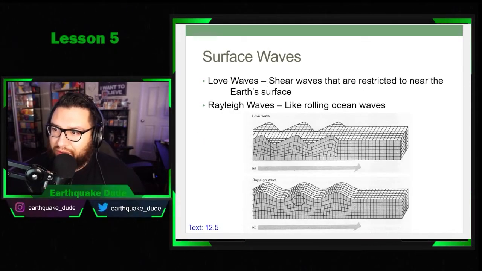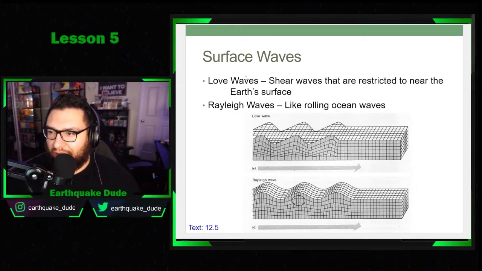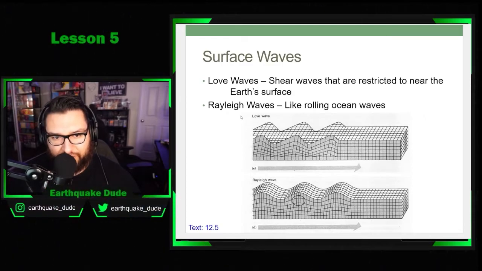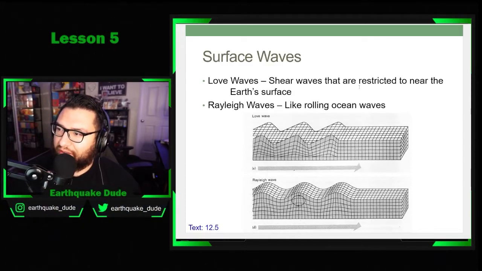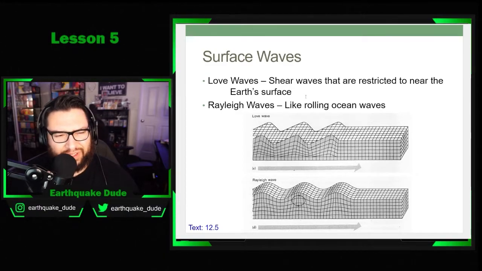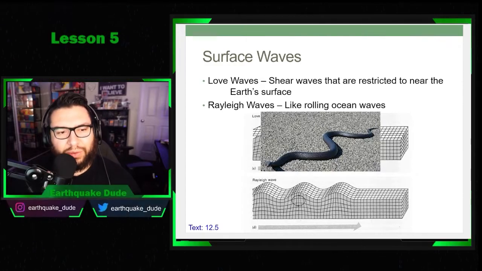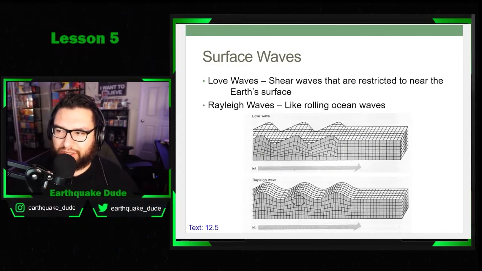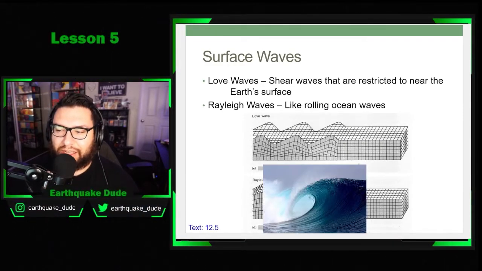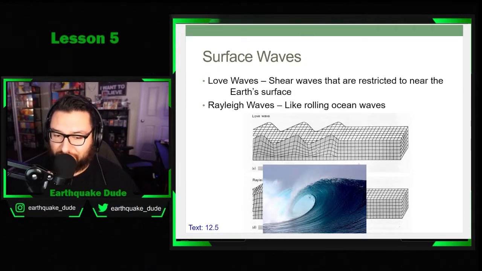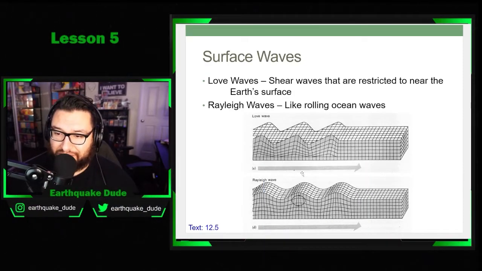Now, for the surface waves, again, I mentioned we had two. We had the Love wave and the Rayleigh wave. Now, the Love wave, shear waves that are restricted to near the Earth's surface, so they travel more of a side to side, almost like a giant snake slithering underneath the ground. The Rayleigh waves are more of a rolling ocean. Again, these are the earthquake waves that you feel when there's a big earthquake. These are the waves you feel.